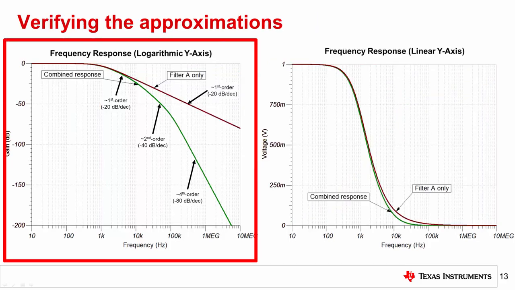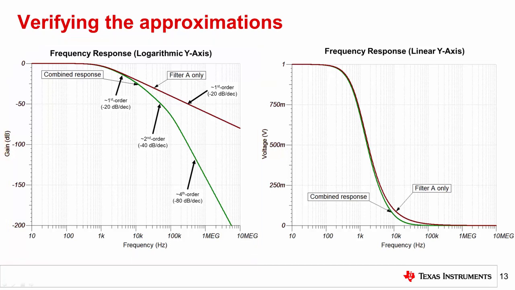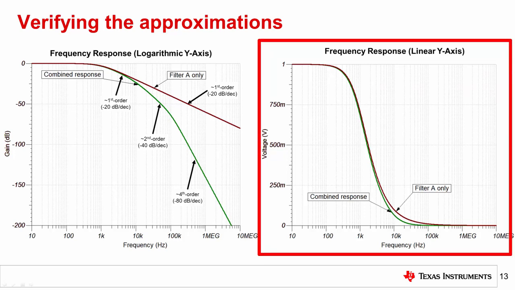In fact, you can see this issue more clearly by overlaying the first-order response from filter A on the combined response, as shown in the plot on the left. Fortunately, this apparent issue actually results from the way these curves are displayed, not the behavior of these filters. Specifically, the logarithmic y-axis on the plot on the left exacerbates the difference between these two curves, making them seem more dissimilar than they actually are. If you were to use a linear y-axis instead, you would get the plot on the right.